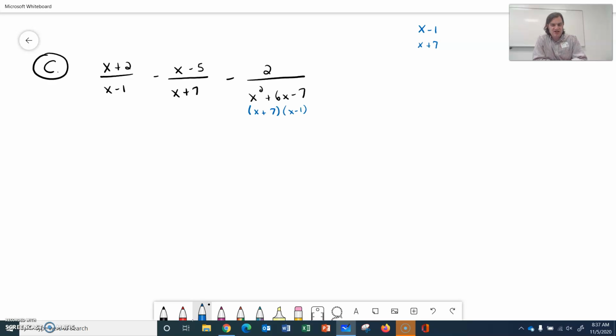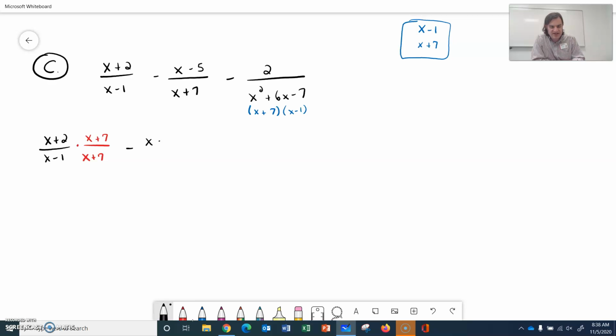So we're going to multiply all of these. Well, we're going to create a common denominator of x minus 1, x plus 7. So if we're missing some of that in a fraction, we're going to put it in. So the first fraction, x plus 2 over x minus 1, does not have the x plus 7 in the bottom. So we're going to put an x plus 7 in the bottom, which, to keep things balanced, we have to put in the top as well.